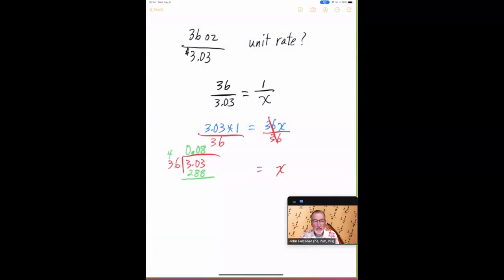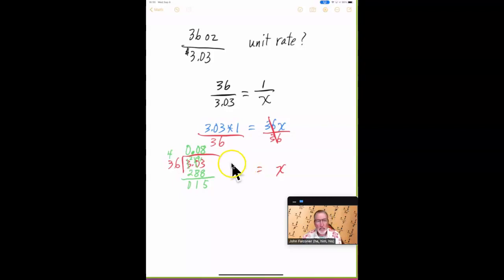Okay, there's everything. So we're dividing 36 into $3.03. So we're going to try it 8 times. Gives us 288. We have to borrow from the 3, leaving 2. That makes this 10, but we're borrowing from that, so that's 9. And then we have 13. 5 here, 1 here, and 0.